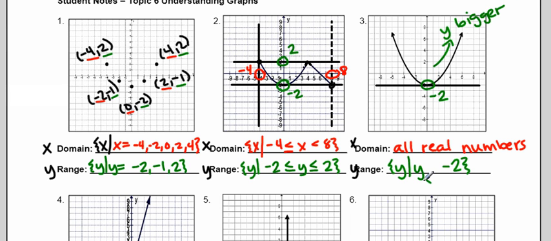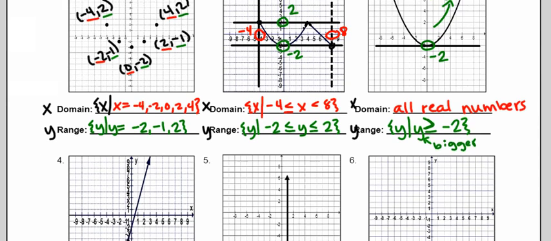Now since our y's are bigger, that means we should have a greater than symbol because the y's are getting greater than -2. But notice they're also equal to -2. There's one spot where it's equal, and then the rest are greater than -2. And that's your range.